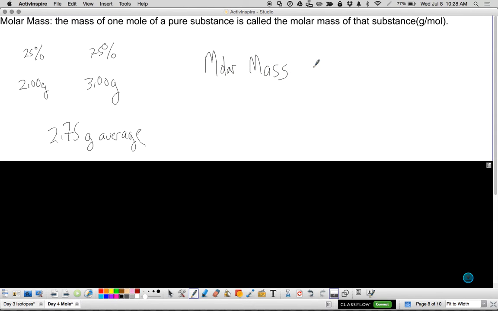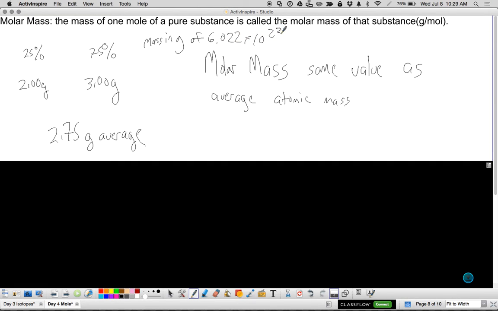Okay, so what I'm trying to get at here is that the molar mass should have the same value as average atomic mass. Now, they mean very different things, but I should end up with numerically the same thing. Molar mass means the mass in grams of 6.022 times 10 to the 23rd particles.